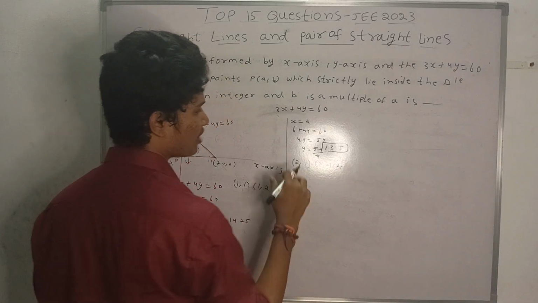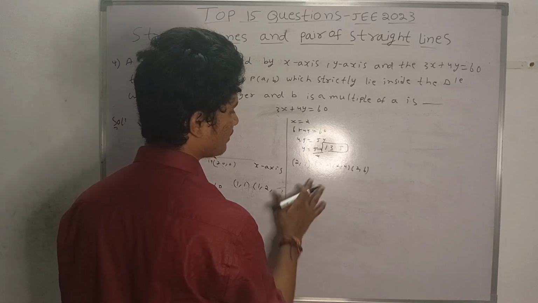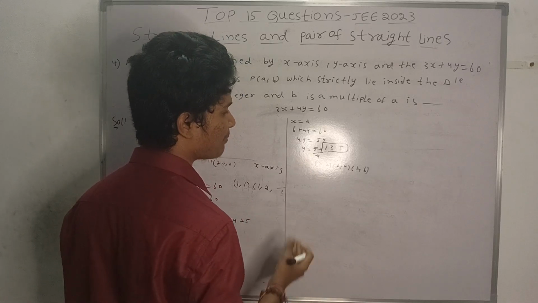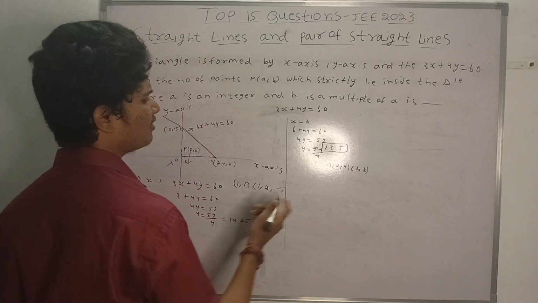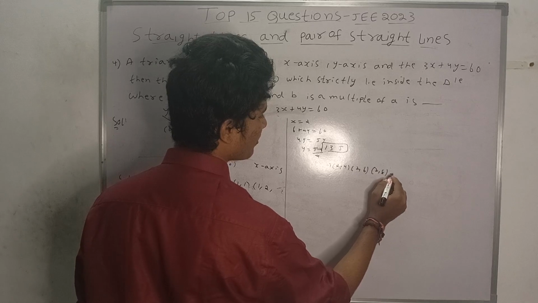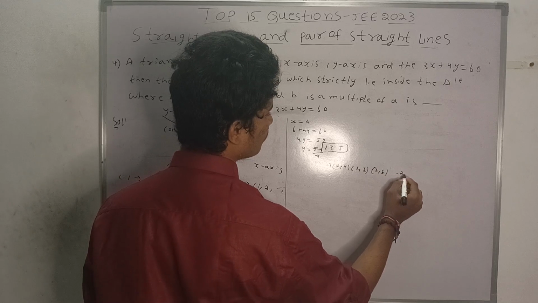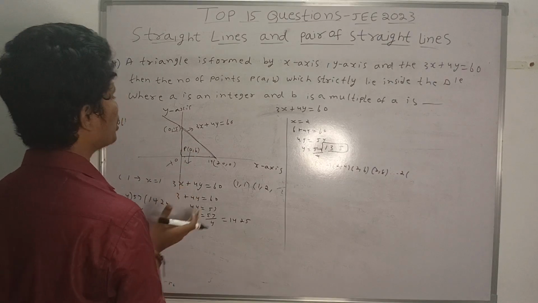2 comma 3 is neglected because it is not a multiple. 2 comma 4, 2 comma 6. So like this, 2 comma 1 is also neglected. Why is it neglected? Because 1 is not a multiple of 2. That is, we can write 2 comma 2, 2 comma 4, 2 comma 6, 2 comma 8, up to 2 comma, and also the y should not exceed 15.